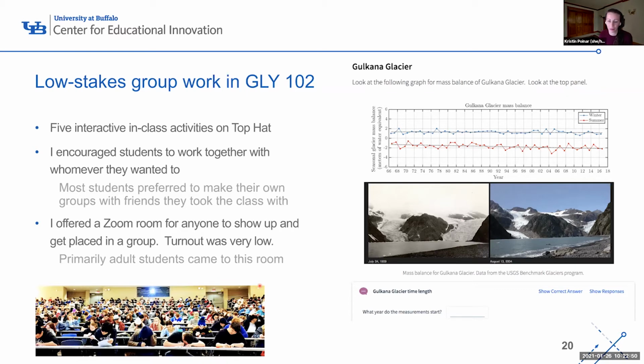Fewer than 8 students out of 380 some would show up. But these were a distinct population. These were primarily adult learners. So at least this Zoom room served this population and brought them together.